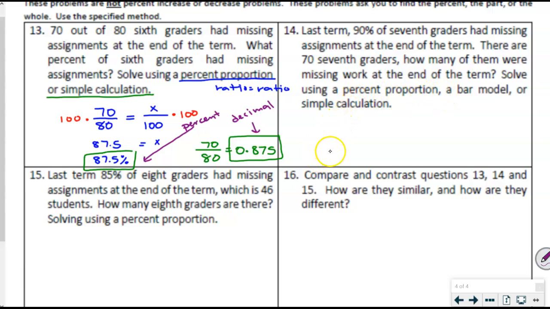Again, you can use a variety of things, but I don't want us to forget this percent proportion. How can we set up that percent proportion? This is, once again, a ratio equal to a ratio. Carter, you have it?